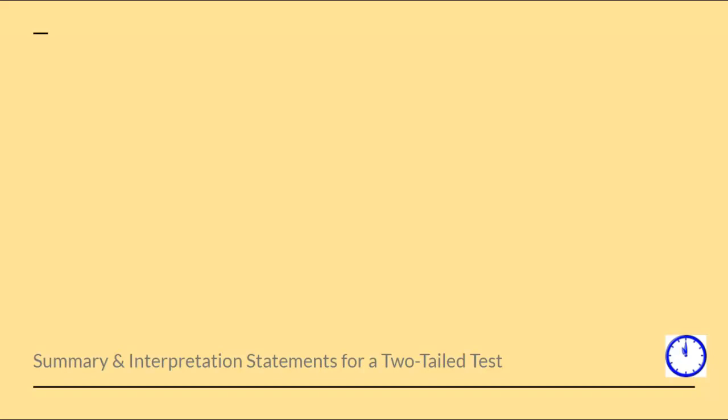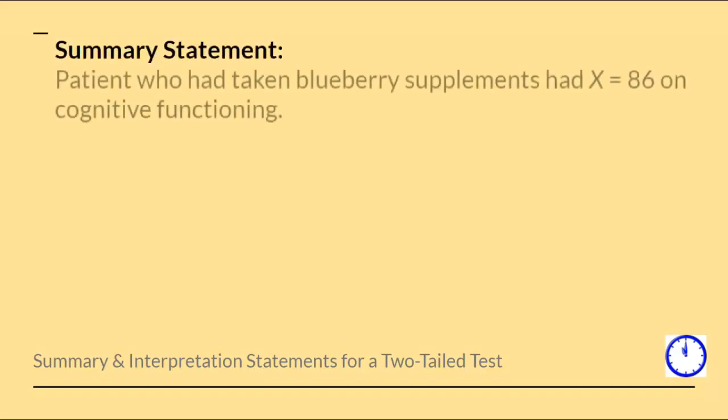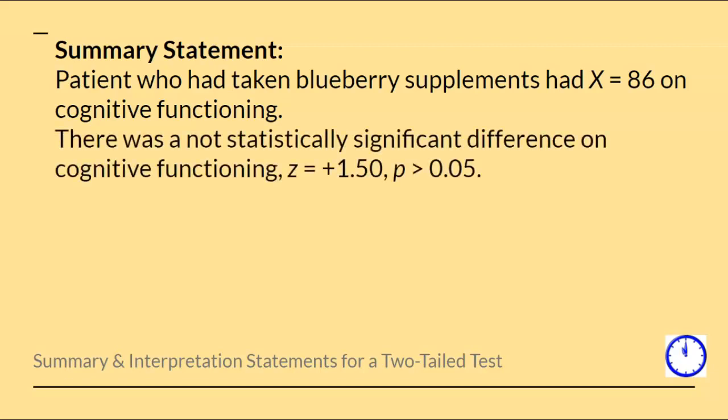For the summary statement, the first sentence would be the patient who had taken blueberry supplements had X equals 86 on cognitive functioning. The second sentence would be there was not a statistically significant difference on cognitive functioning when taking blueberry supplements. Z is plus 1.75 and P is greater than 0.05. Now the direction of the sign will be greater than because we failed to reject the null hypothesis.